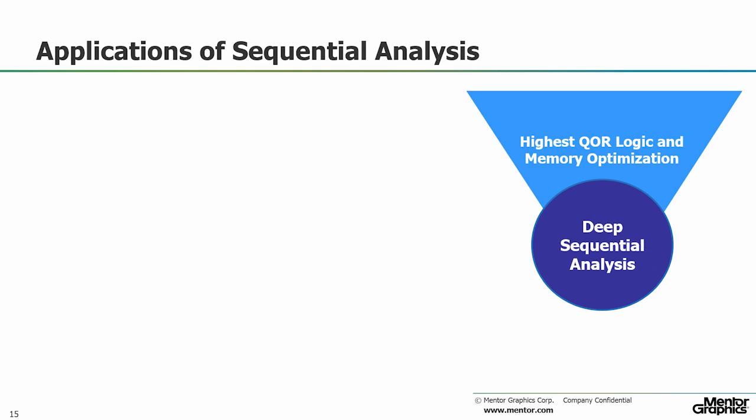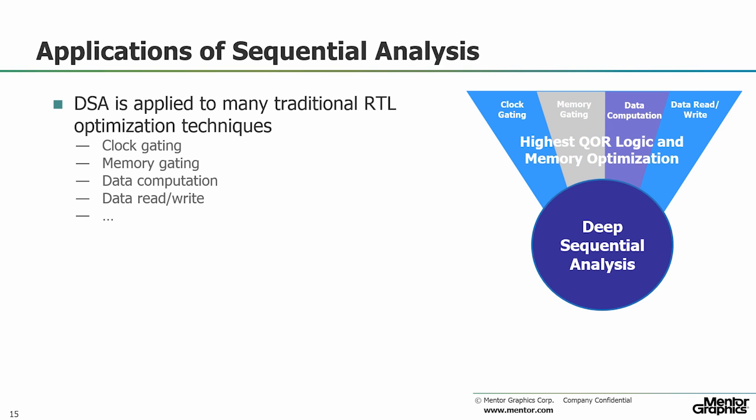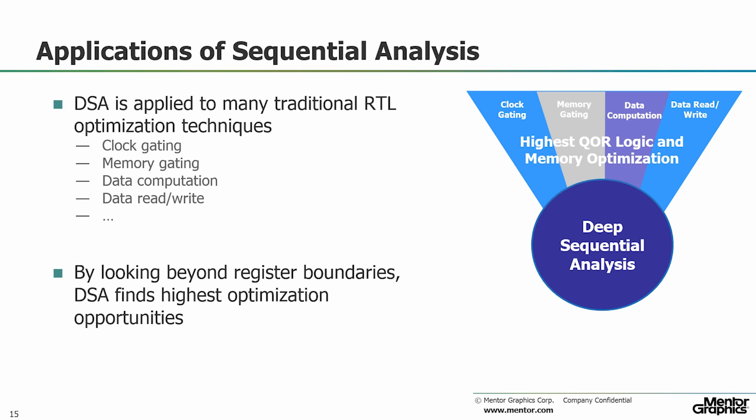There are various other applications of deep sequential analysis as well. Apart from traditional clock gating, memory gating, data computation, data read-write, among others, are some of the important applications. And by looking beyond register boundaries, deep sequential analysis finds maximum number of optimization opportunities to save power of the design.